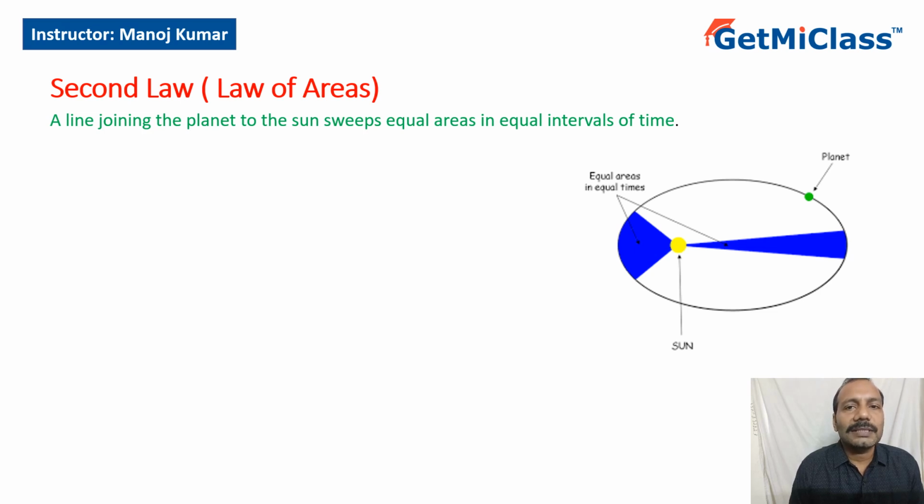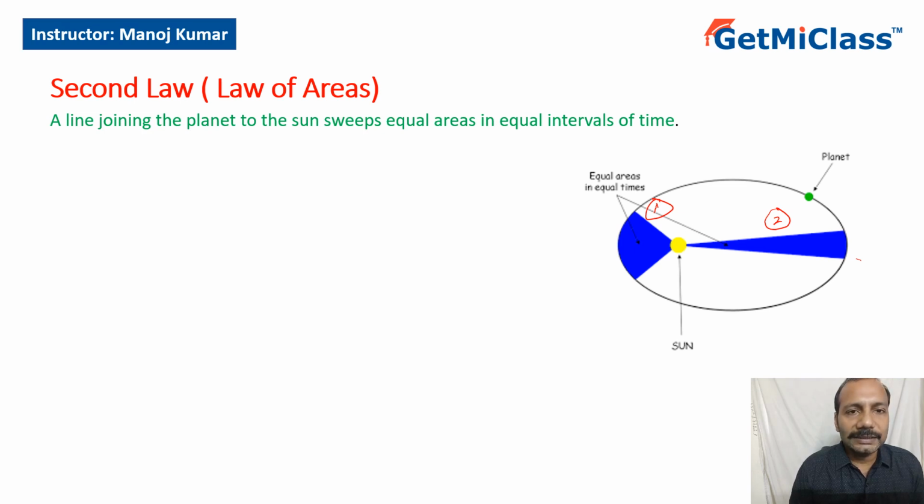Now what are the consequences of this law? When the planet is closer to the Sun, the line's length is less. And when the planet is away from the Sun, the line's length is more. So you can see that if I call this part as part 1 and this part as part 2, the part 2 area is equal to the part 1 area.